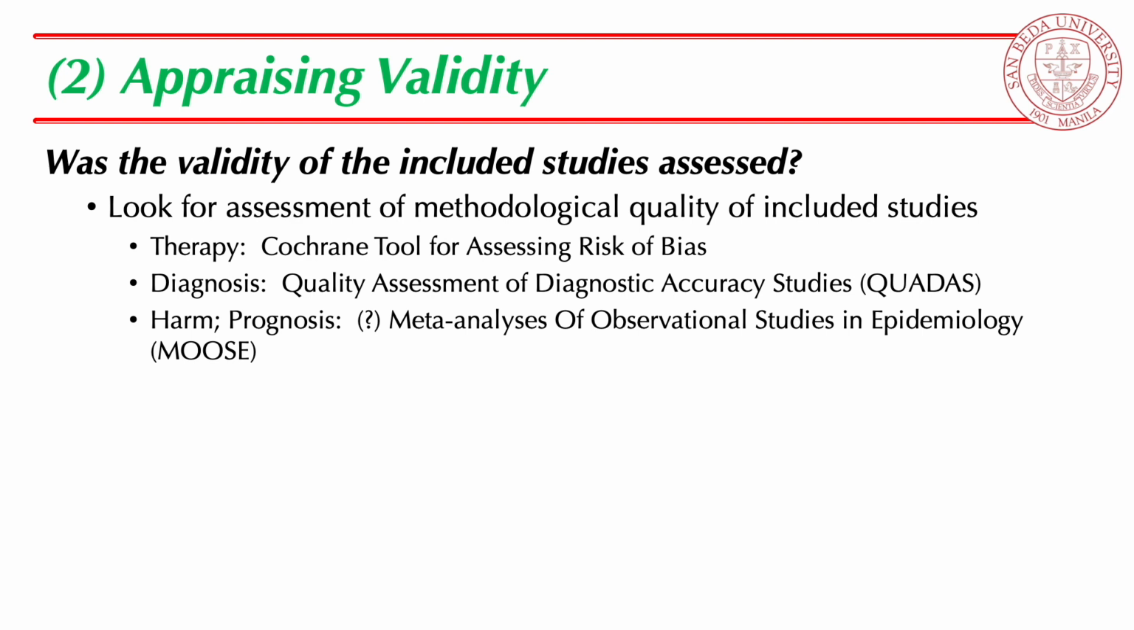Now, for purpose of SRMA appraisal, the next few slides will flash important validity criteria questions for assessing the quality of primary studies included in the SRMA. Take note that these are the same questions for validity appraisal that you have already encountered under the topics of therapy, diagnostics, harm, and prognosis. Take note as well that most of the questions under the topic of therapy, which is in the next slide, are similar to that found in the Cochrane tool for assessing risk of bias.